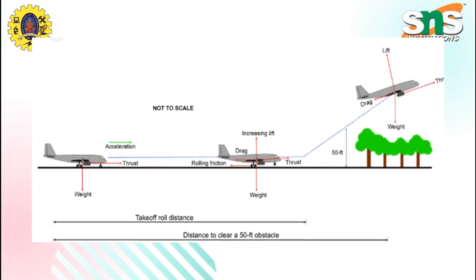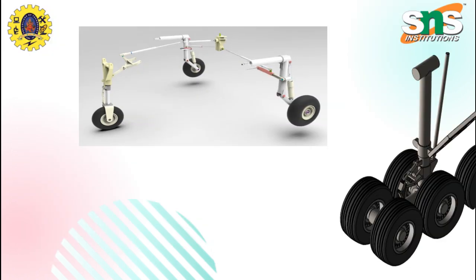Second step, apply the loads. Once the loads are determined, they can be applied to the landing gear structure in the FEA software. The load can be applied as a point load or distributed load depending on the nature of the load.